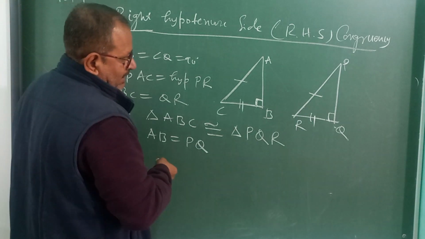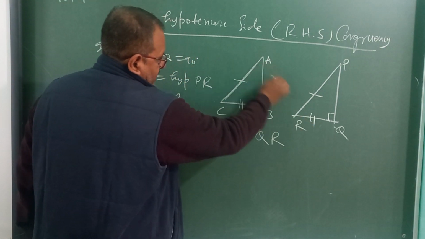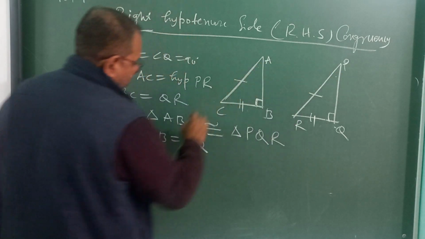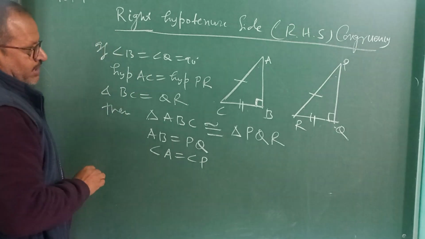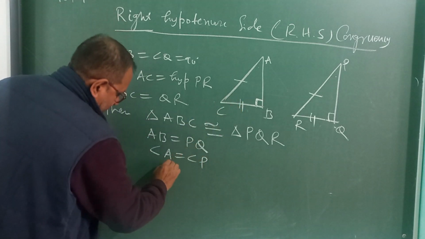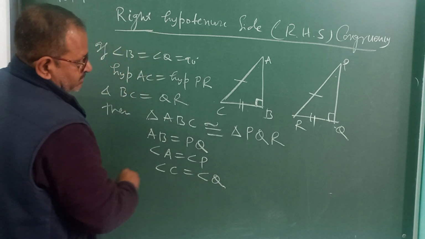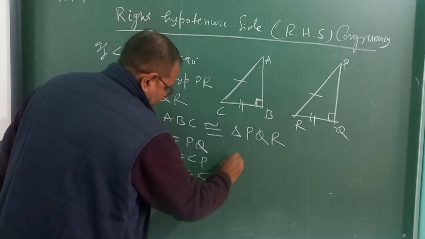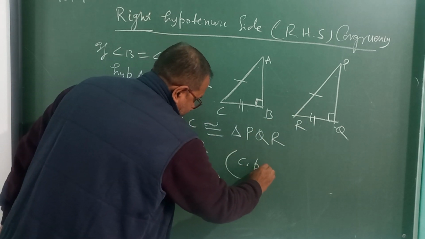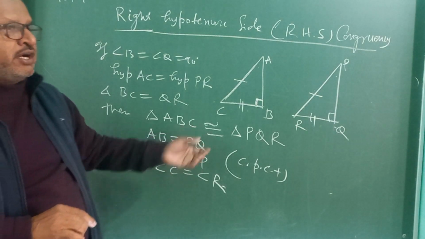So how can we see corresponding angle? These two sides are equal, so they are opposite angles. Angle A and angle P, they are corresponding. Angle A is equal to angle P. And the third angle, that is C. Angle C is equal to angle R. These results we can write. Corresponding parts of congruent triangles are equal.